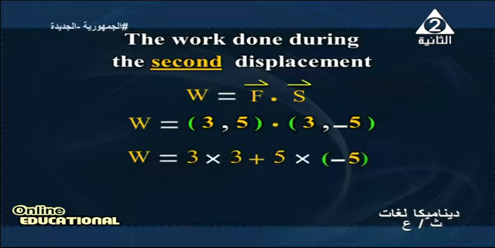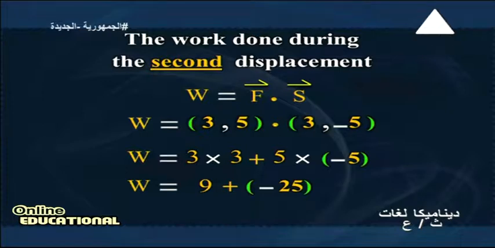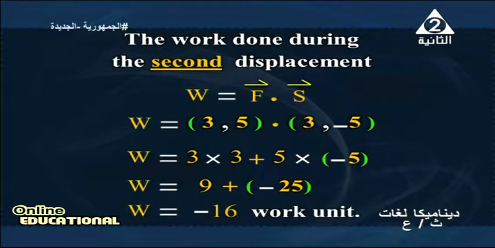Then the work equals the product of the first component of the vector F multiplied by the first component of the vector S, 3 multiplied by 3, plus the product of the second component of the vector F multiplied by the second component of the vector S, which is 5 multiplied by negative 5. Then W equals 9 plus negative 25, and the work in this case equals negative 16 work units.